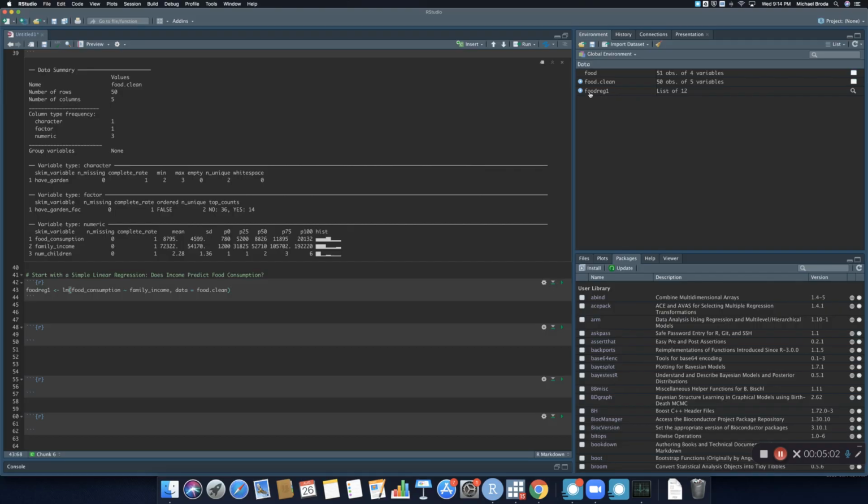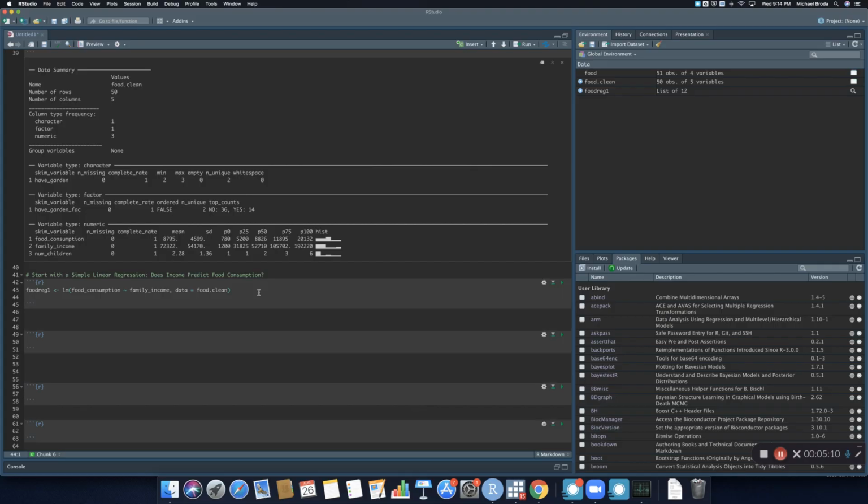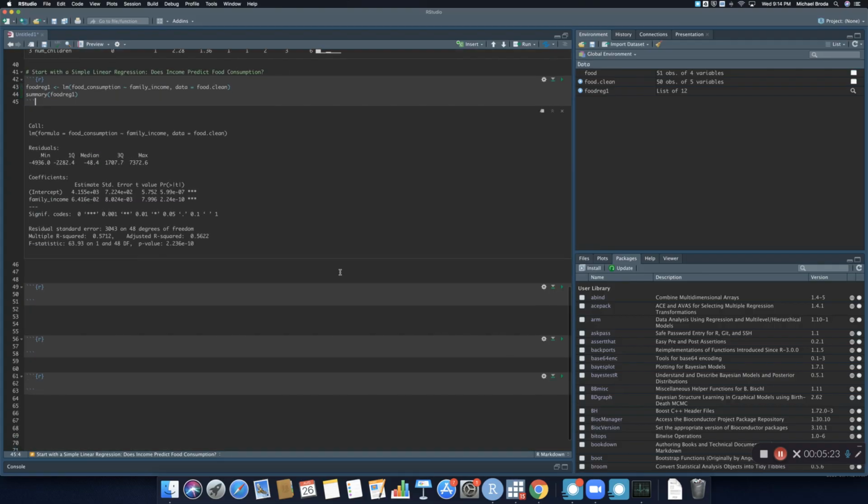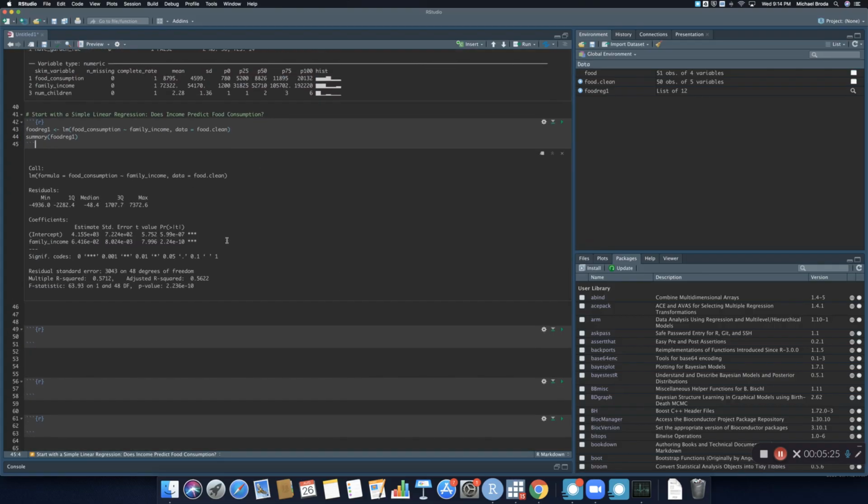And you'll notice I have a new object up here in the environment called foodreg1. That's actually my model. It's saved in a bunch of lists. But if I actually want to see it, I need to ask for a summary of foodreg1. So summary is a good general command for getting model information out of R and into the console. So here I get a summary of the model.